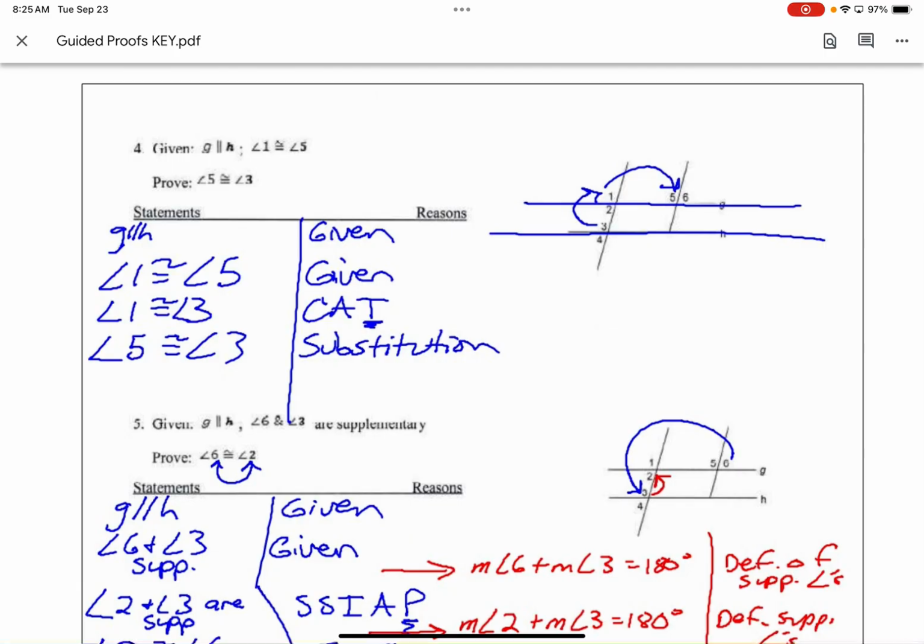I split the givens into 2 this time, that's a good thing to do. Angle 1 and 3 are corresponding. And so angle 5 and 3 by substitution. And note here, sometimes it is helpful to extend parallel lines. It helps your eyes maybe see it a little better. So you're welcome to do that if you need to. And then I just wrote the arrows to show that kind of linking of pieces. So 3 to 1, 1 to 5. That means I can go directly from 3 to 5.